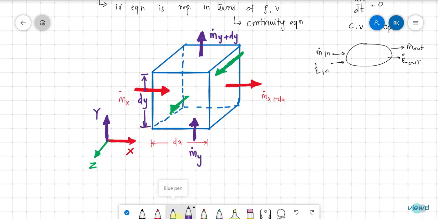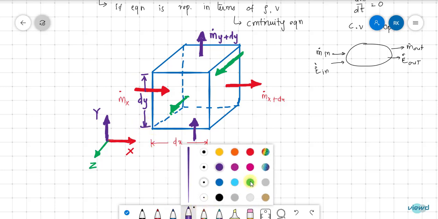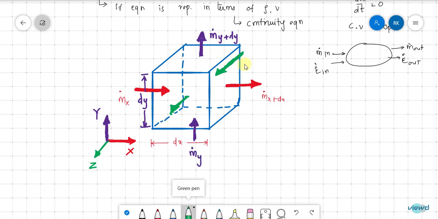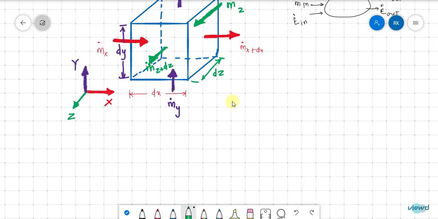And next is the z direction. So here the entering is m dot z, and the leaving is m dot z plus dz. So here dz is this one in the direction of z. So this is the differential fluid element that we have considered, and we have denoted the entering mass flow rate and the leaving mass flow rate. So from this we can write the equation.